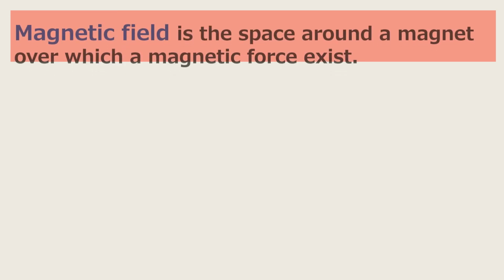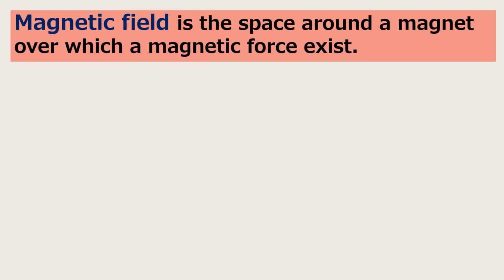The only common magnetic materials are iron and steel. The correct term for the magnetic effect is a field. The field acts upon the magnetic material to create a force. A magnetic field is the space around a magnet over which a magnetic force exists. Let us learn how the magnet works.